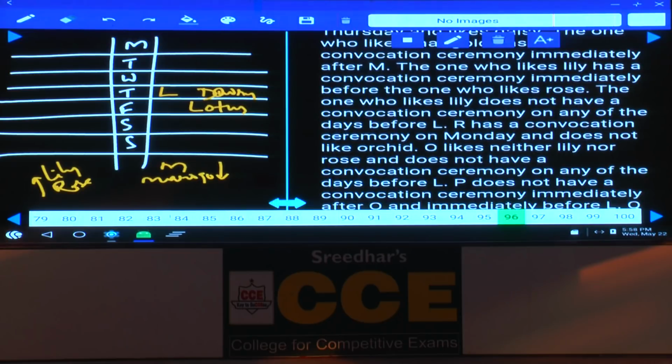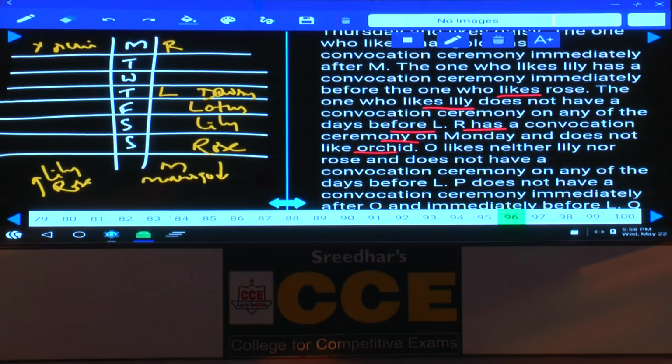Then what is the next one here? The one who likes Lily does not have a convocation ceremony on any one of the days before L. Hence Lily must be after this L. As Lily is after L, tell me where should this Lily be? Lily is on Saturday and immediately followed by Rose. Rose is on Sunday, isn't it? And R has a convocation ceremony on Monday. R is Monday and does not like Orchid. Orchid, that is a cross.